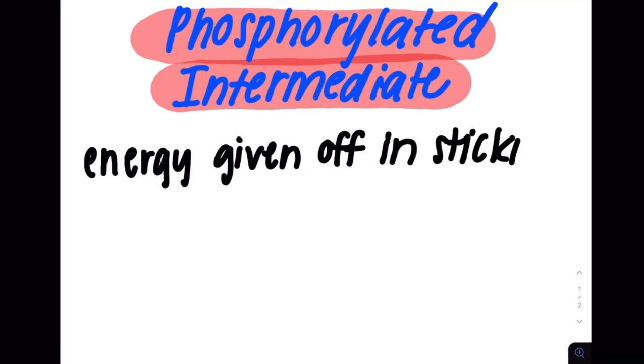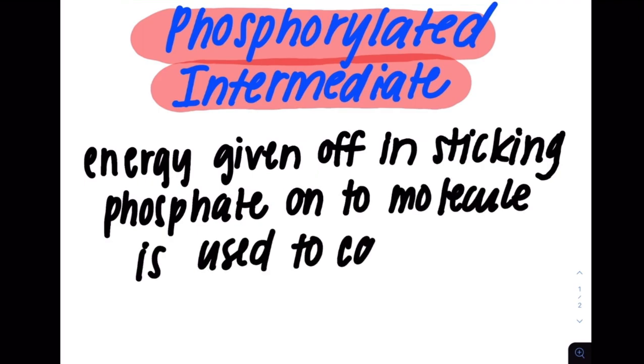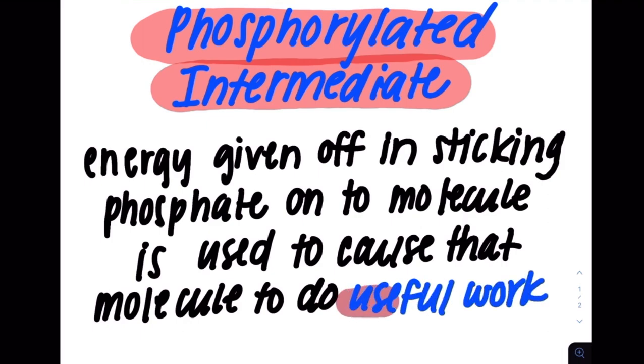So the bottom line here is that the energy given off in sticking a phosphate onto a molecule causes that molecule to do productive work for the cell, and that can be any of the three types of cell work that we discussed at the beginning of this video.